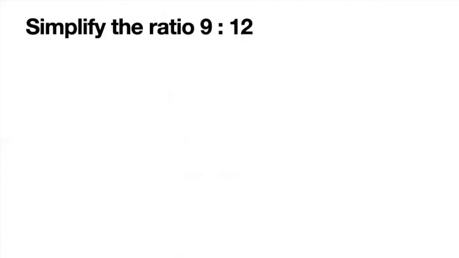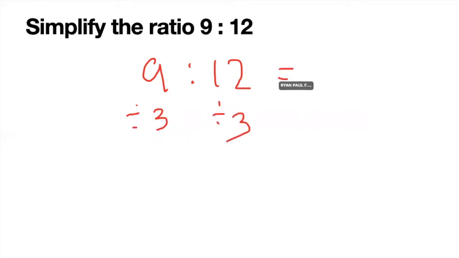This time, let's try to simplify the ratio 9 is to 12. To simplify the ratio 9 is to 12, let's find the greatest common factor between the two numbers, which means you need to find a number that can divide 12 and 9 exactly without any remainder. And that number is 3. So by dividing both of them by 3, we will get the simplest form of 3 is to 4.